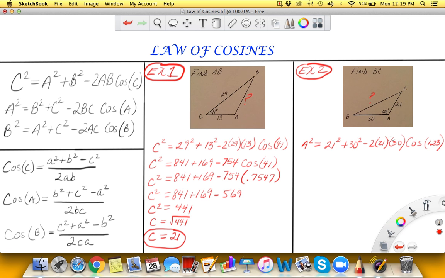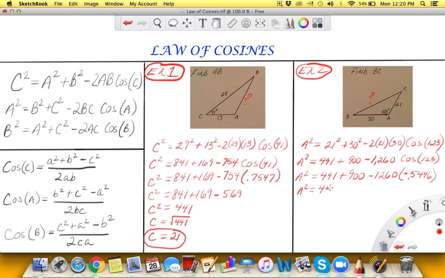Okay, so from here we'll just do some math. 21 squared is 441 plus 900 minus 2 times 21 times 30, which is actually 1,260, and we're going to multiply that by the cosine of 123. Okay, moving right along, we're going to keep the first few numbers the same. We're just going to change the cosine of 123. So this is going to be times, cosine of 123 is negative 0.5446.